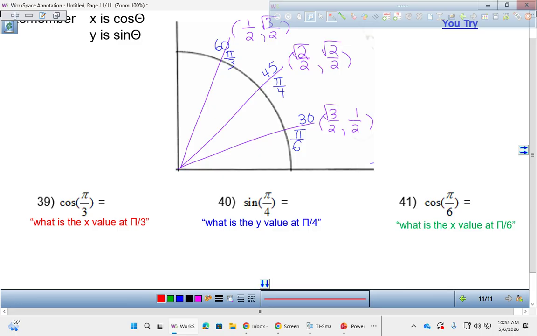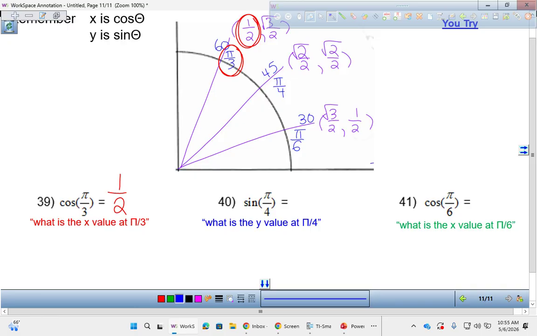What do you think the cosine of pi over 3 is? 1/2. So if I go to pi over 3, cosine is x. The x value at pi over 3 is 1/2. So the answer to that first one is 1/2.